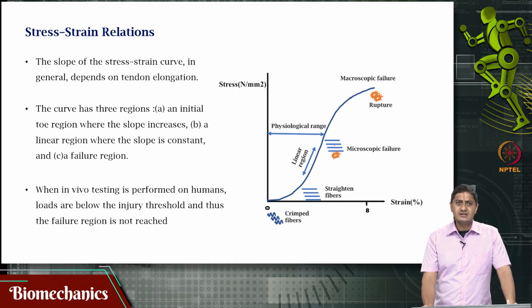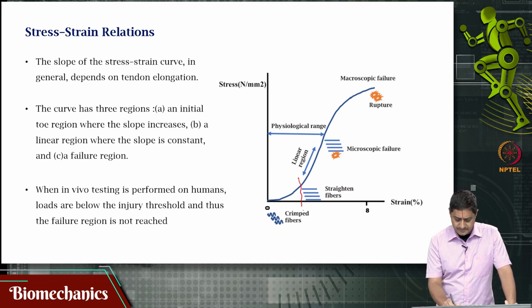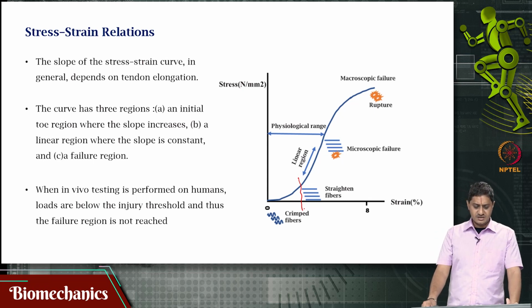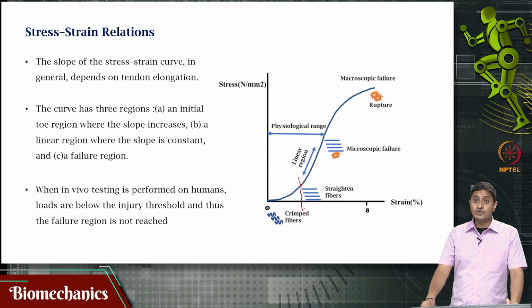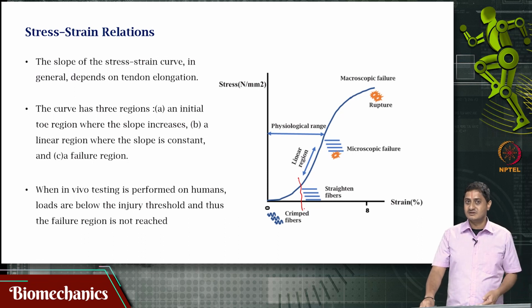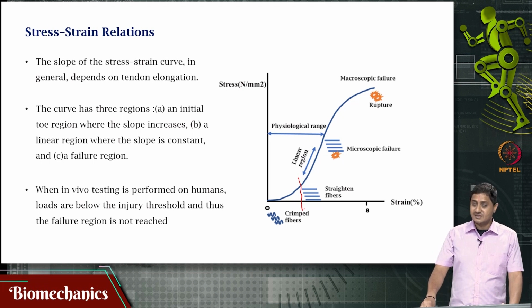So, in general, the stress strain curve of a tendon can be divided into 3 regions broadly. What is called as a toe region, which is an initial region where the slope increases with elongation or deformation. As deformation increases, the slope increases in a huge way. The slope increases, remember, it is not the force that increases. Of course, the force will increase, that happens even for materials with linear elasticity, even for engineering materials. That is not what we are discussing.